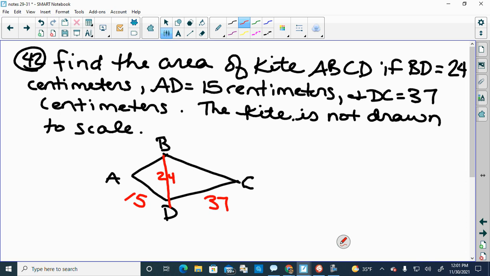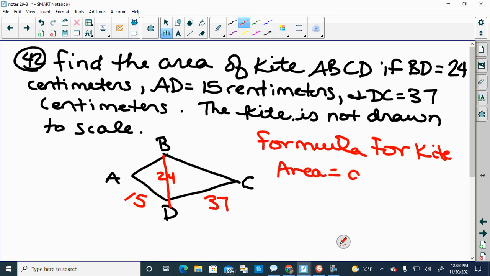Okay, so something that they did not have in the book, and I need you to add it to your vocab, is one of the formulas. The formula for a kite and for the rhombus. So you want to add this. Formula for kites and for rhombus when they give you the diagonals. So the area is diagonal 1 times diagonal 2 divided by 2.